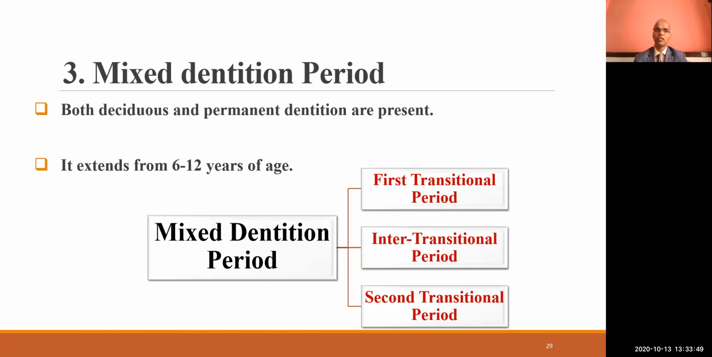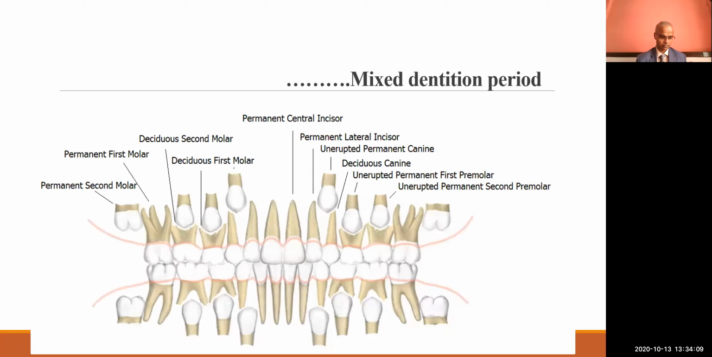Mixed dentition period. It contains both deciduous as well as permanent dentition. It extends from 6 to 12 years. The mixed dentition period is divided into three periods: first transitional period, inter-transitional period, and second transitional period. The diagram shows the mixed dentition periods. It contains both permanent as well as deciduous dentition, so it is called mixed dentition.